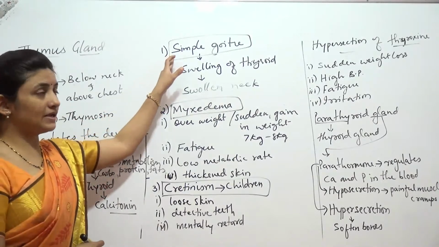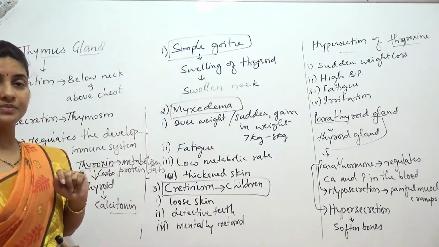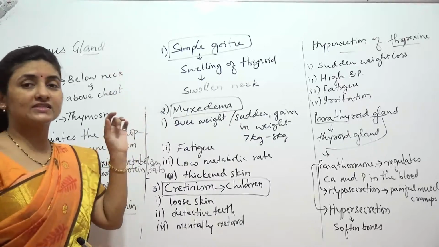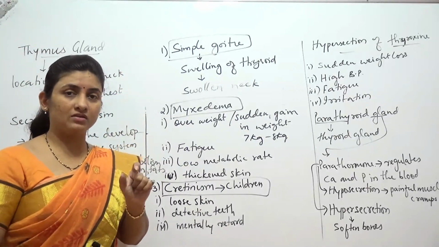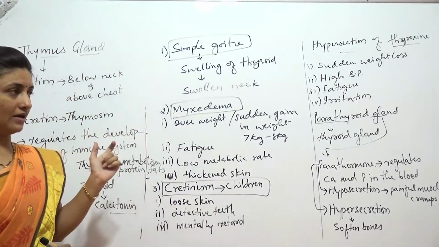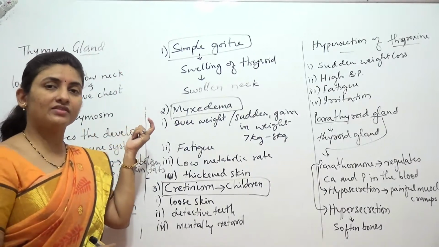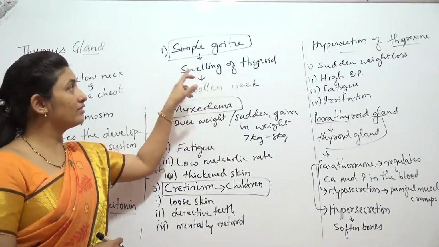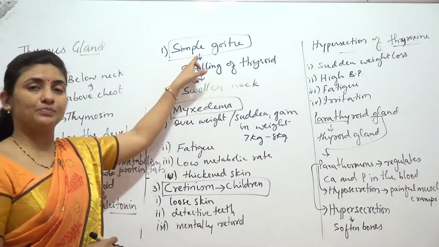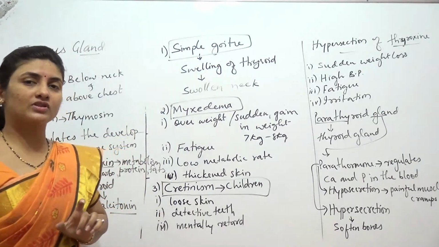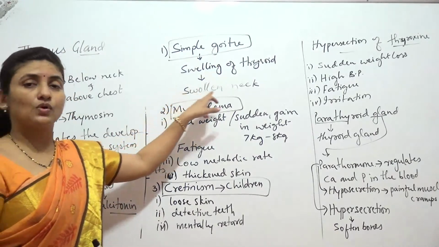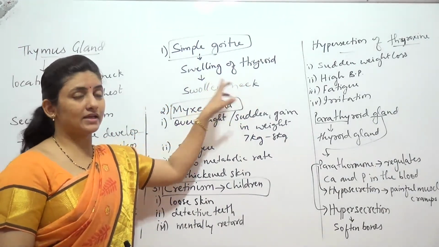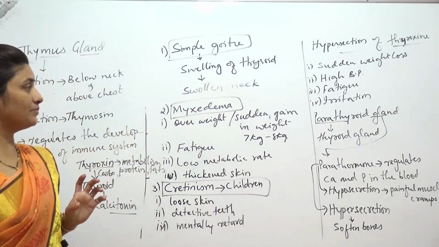Here, what is simple goiter? It is the inadequate supply of iodine to the thyroid gland, which is needed for the preparation of thyroxine, and it swells the thyroid gland. That condition we call simple goiter. What is the symptom for simple goiter? It is the swollen neck.